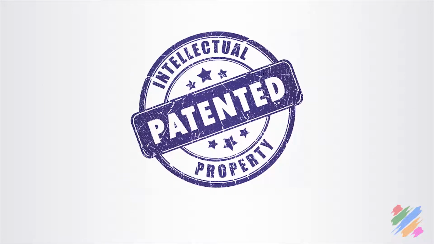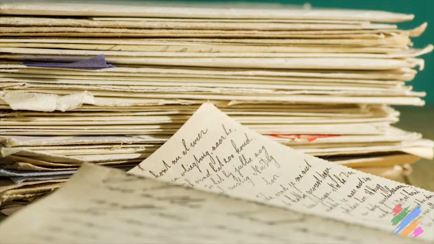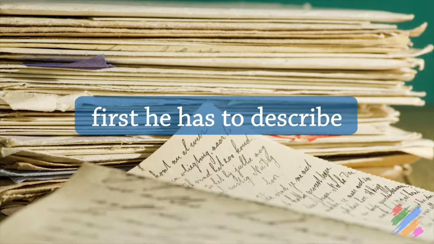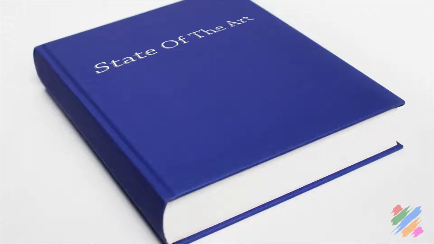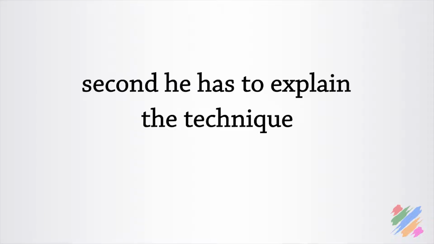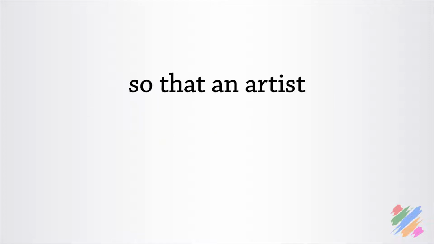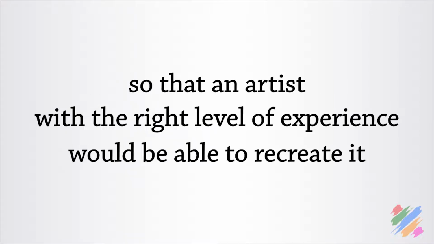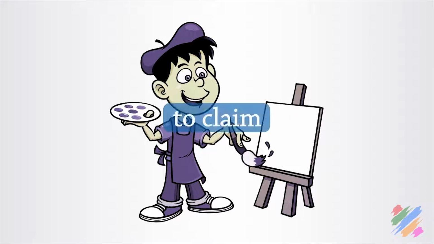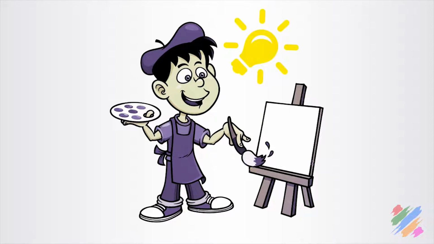To get this patent, the artist has to write a document in which, first, he has to describe the state of the art. Second, he has to explain the technique, the detailed procedure on how to produce the good, so that an artist with the right level of experience will be able to recreate it. And at the end, he has to claim what part of this new good is his invention.